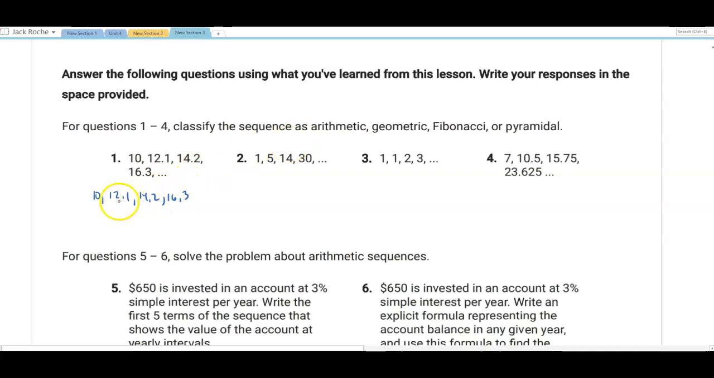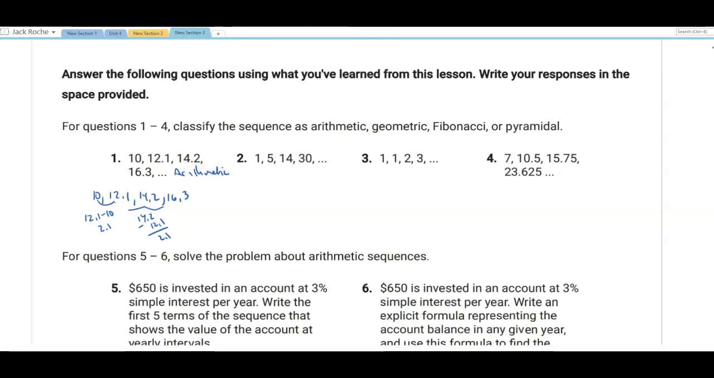So to check if it's arithmetic, do this. What is 12.1 minus 10? You get 2.1. What is 14.2 minus 12.1? It is 2.1. Therefore, each time we are adding 2.1, therefore this is arithmetic.